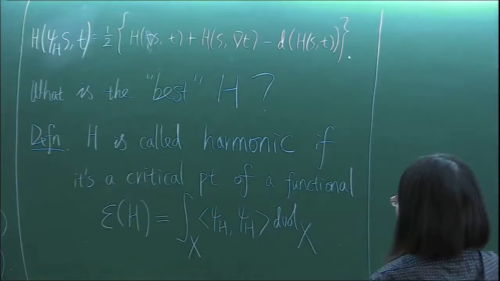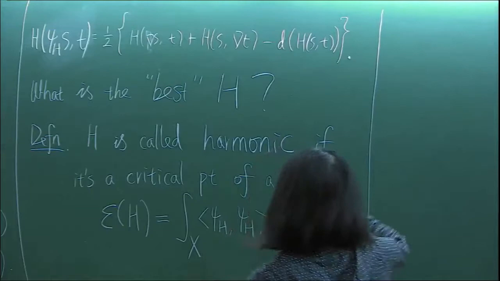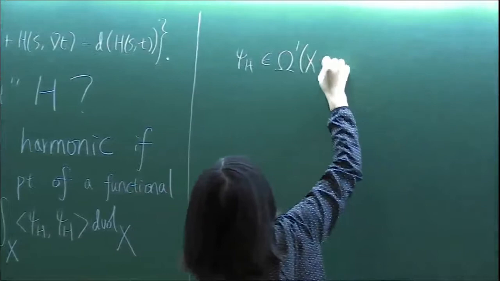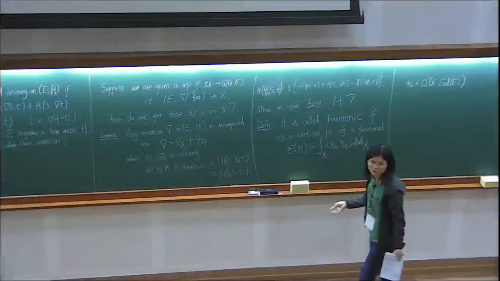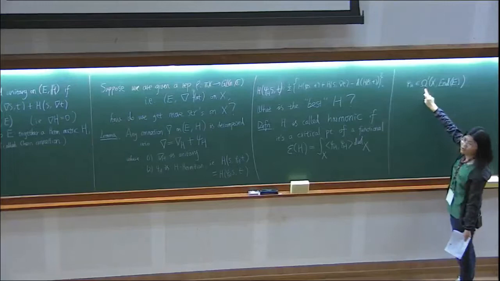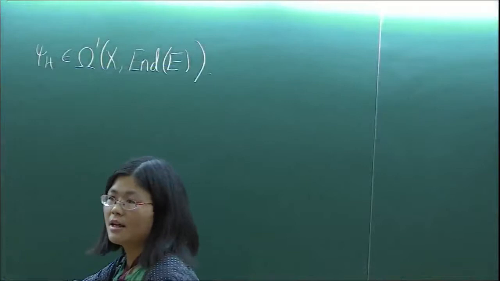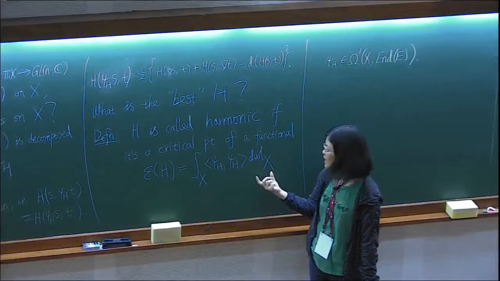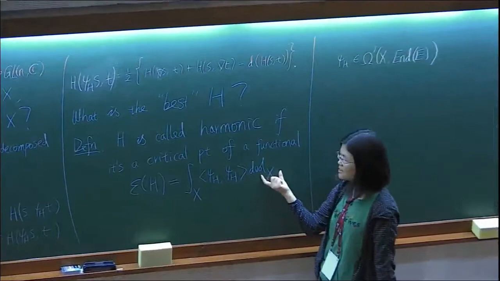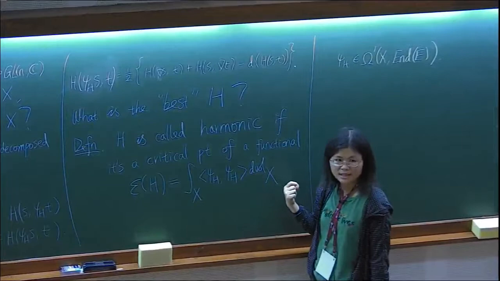So here, first, let's say what's the pairing for psi H and psi H. So we know psi H is in omega 1 of X valued in the endomorphism of E. So right now, I'm not using the property that it is Hermitian. For the one form, I use the base metric on the surface X. So now I'm using a metric which is conformal to the Riemann surface structure. Any metric conformal to that one is okay, because if I choose a conformal factor here, the factor comes out, but then it's cancelled here. But anyway, normally I choose the hyperbolic metric inside that conformal class.